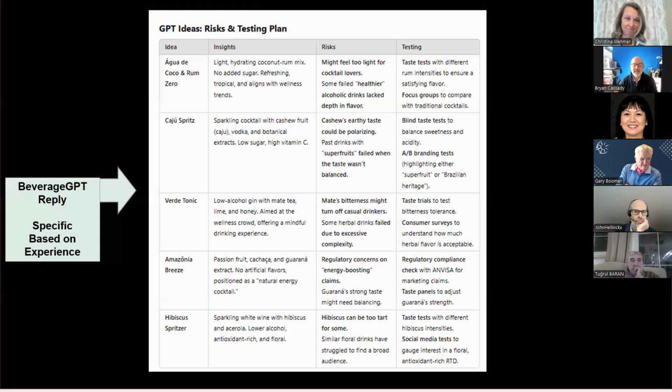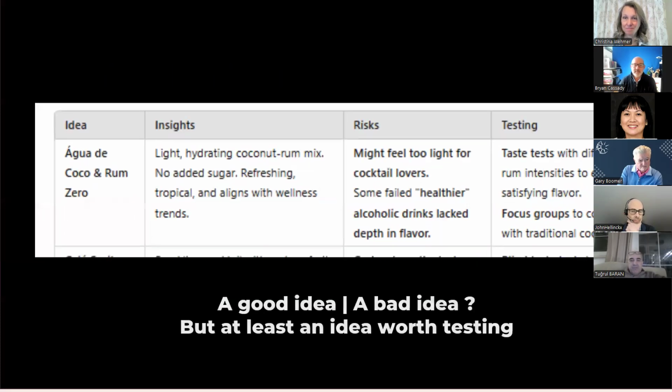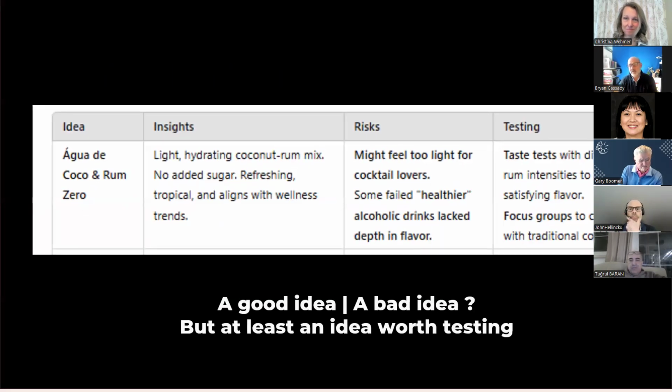I can go ask the same question again, and what I start getting is something much more specific. Here they're talking about agua de coco and rum zero, a light hydrating coconut rum mix, no added sugar, refreshing, tropical, and aligns with the wellness trends in Brazil. What it can also tell me is the risks associated with it and how I would go out and test it. We've gone from generic to specific.